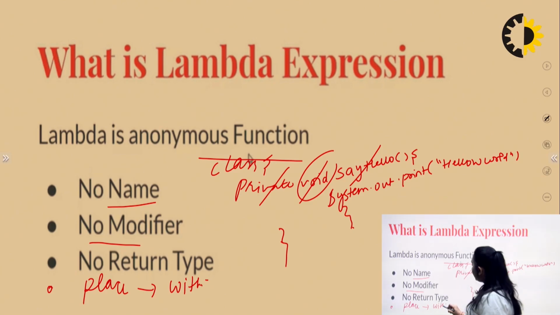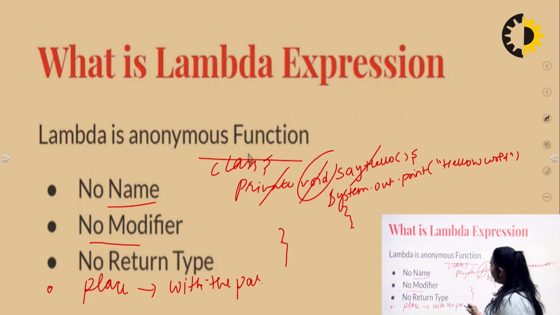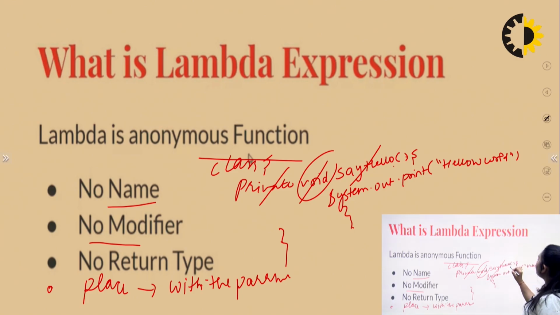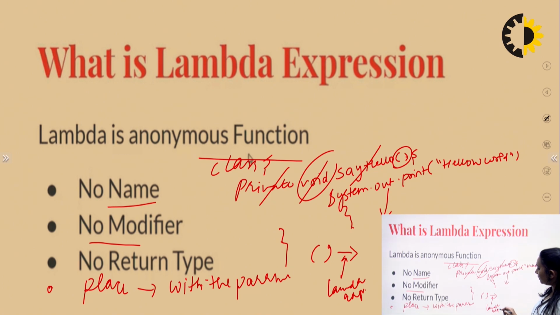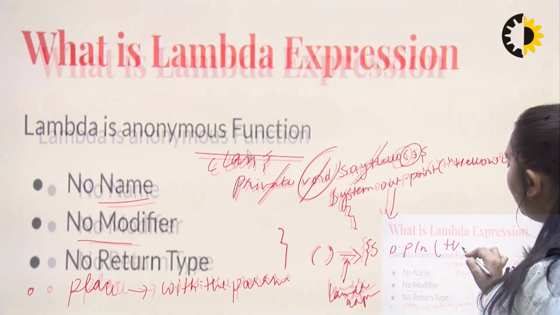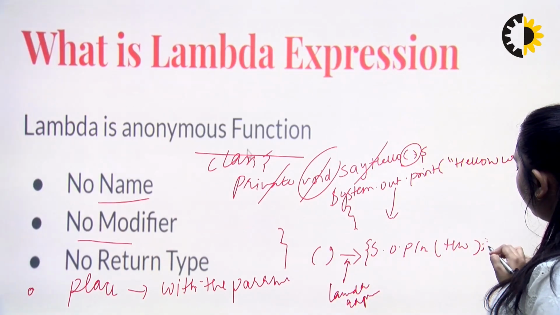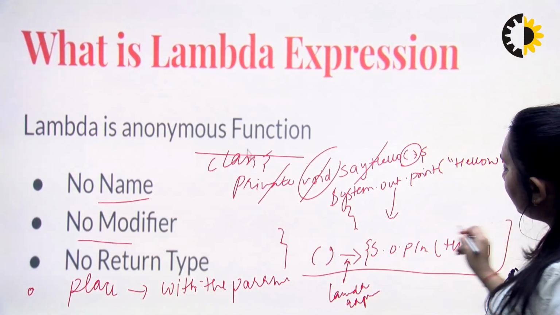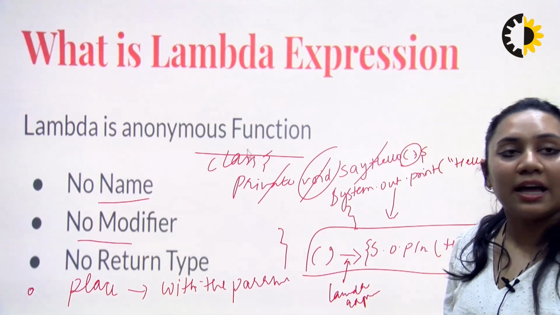You place the arrow with the parameter. The parameter I have given in this bracket, I haven't given any parameter. So the conversion is the bracket, placing the arrow. This arrow is known as the lambda expression, right? Next, System.out.println("Hello world"). This code is converted into the lambda expression.